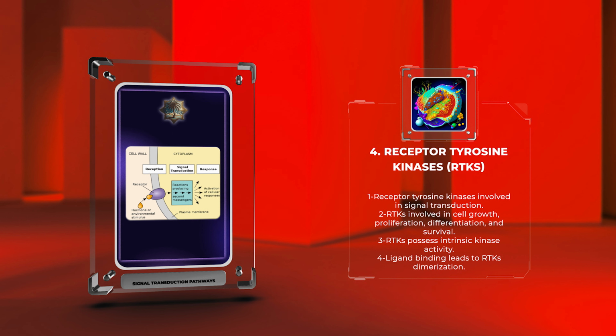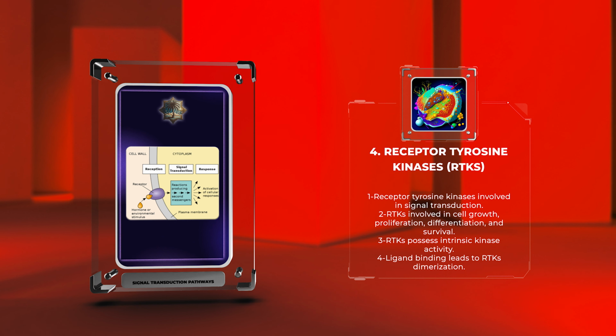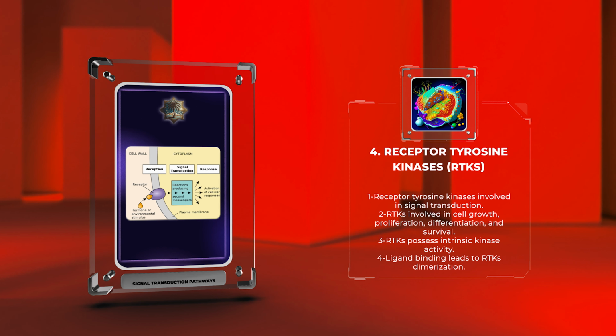Receptor tyrosine kinases are another essential class of cell surface receptors involved in signal transduction. RTKs are involved in various processes, such as cell growth, proliferation, differentiation, and survival. Unlike GPCRs, RTKs possess intrinsic kinase activity and phosphorylate tyrosine residues on target proteins. Upon ligand binding, RTKs dimerize, leading to transphosphorylation of specific tyrosine residues. These phosphorylated tyrosines serve as docking sites for downstream signaling molecules, such as adapter proteins, kinases, and regulatory proteins.